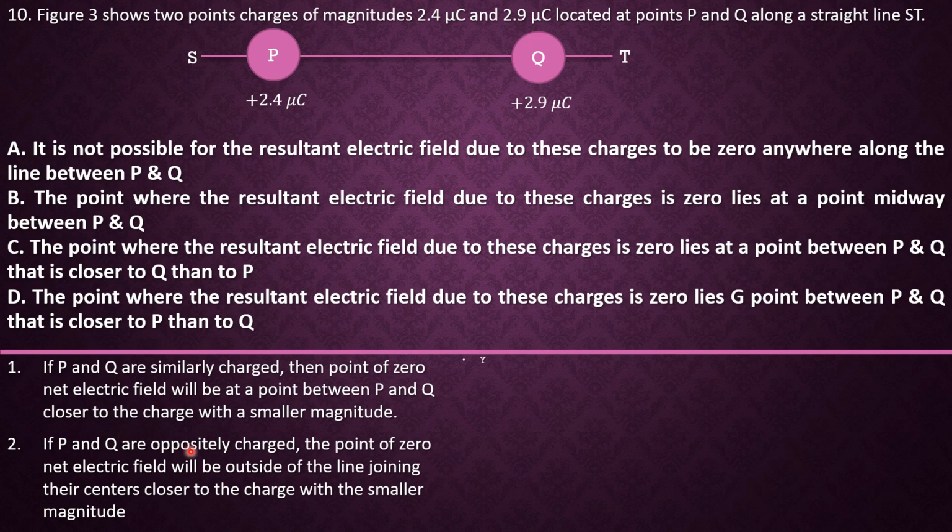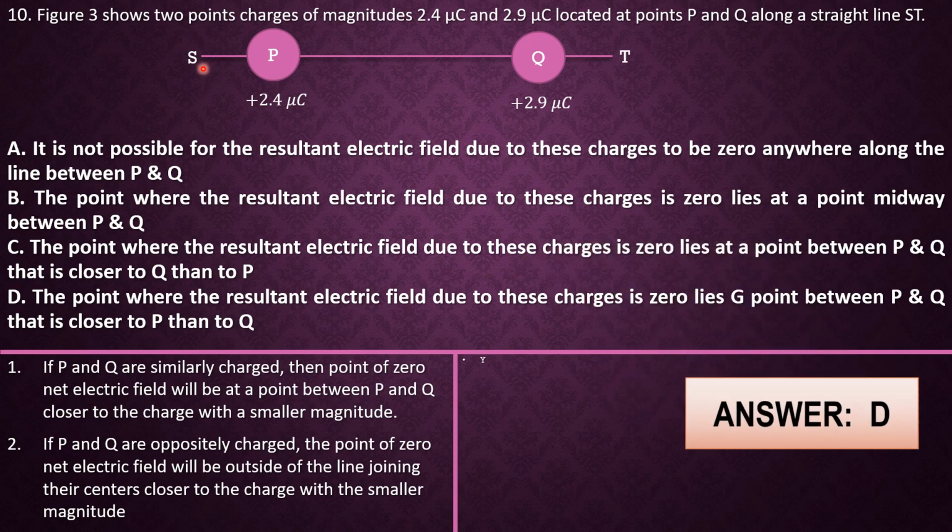Now, if P and Q are oppositely charged, the point of zero net electric field will be outside of the line joining their centers, closer to the charge with a smaller magnitude. So if this one was negative and this one is positive, then the point where the net electric field would be zero would be somewhere closer to this one here. Again, you can just compute from Coulomb's law, and then you notice why I'm saying these things. So our answer in this particular case is just D.